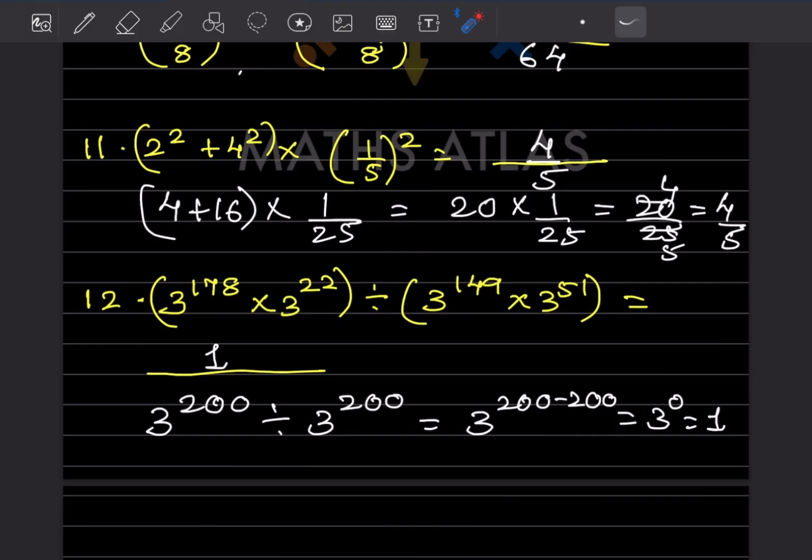Now this part we can write here as, we are going to add 178 plus 22, which is going to be 200, 3 raised to 200, divided by, again for this one we can write 3 raised to 200. So what will that be? A raised to m divided by a raised to n, which is going to be 3 raised to 200 minus 200, that will be 3 raised to 0, which is going to be 1.